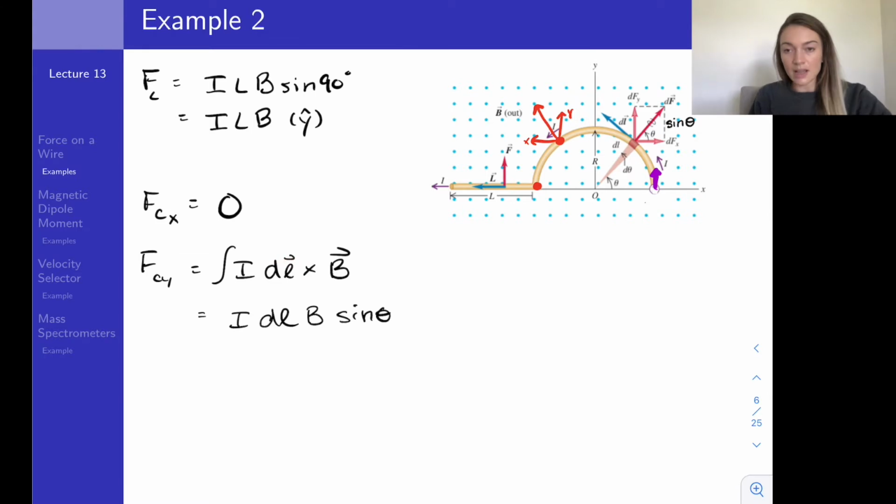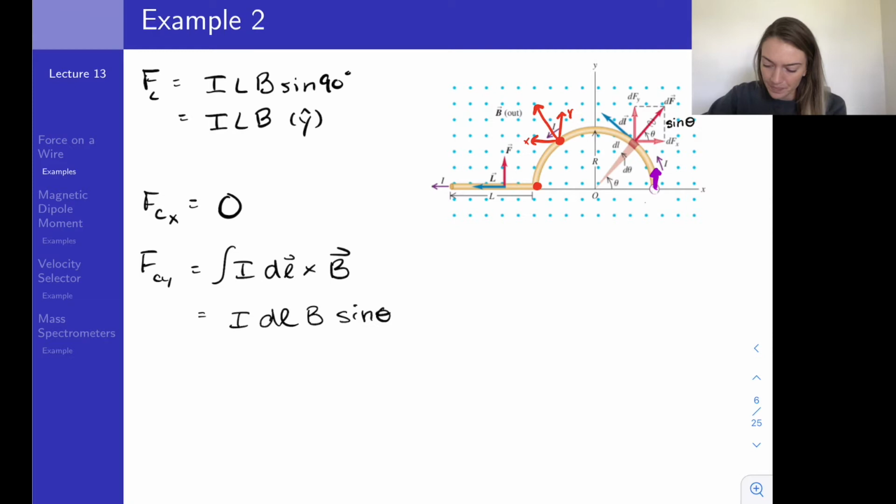In this cross product, our current and our magnetic field are perpendicular everywhere along this semicircle because they're in two different planes. So we find the magnitude, which is I dl B, and then we're plucking out the y component with this sine theta. So it's very important to understand that those are two different sines we're looking at. This is not the sine from the cross product. Now we have our sine theta, but we're integrating with respect to dl here, so we need to get them in the same variable.